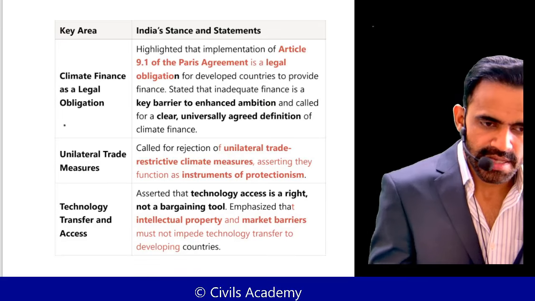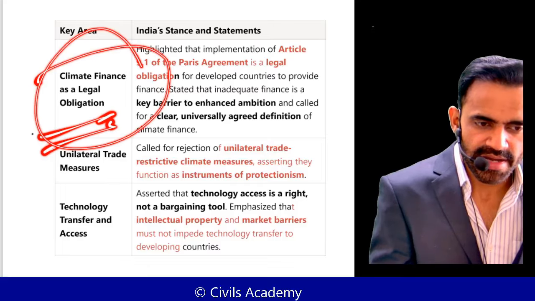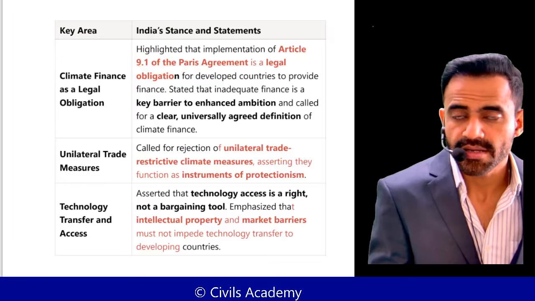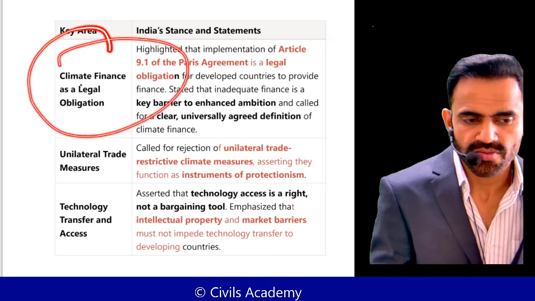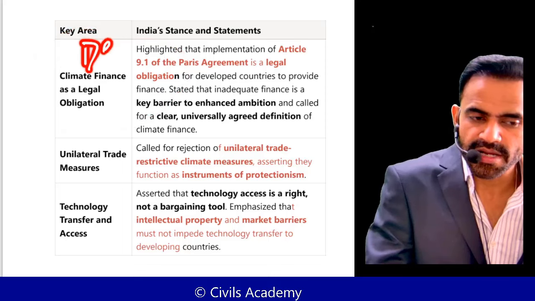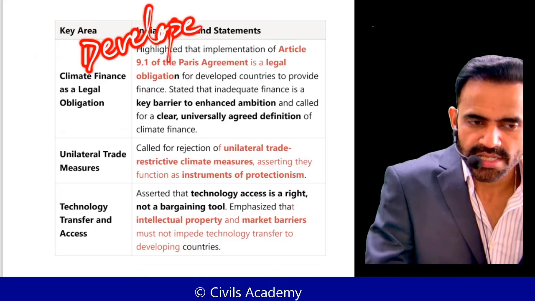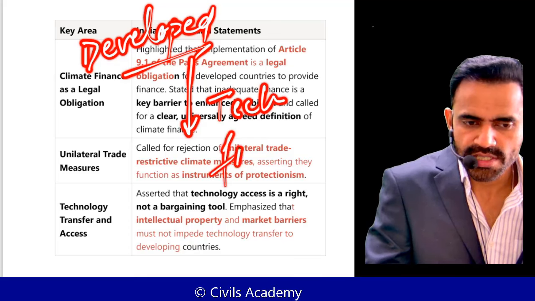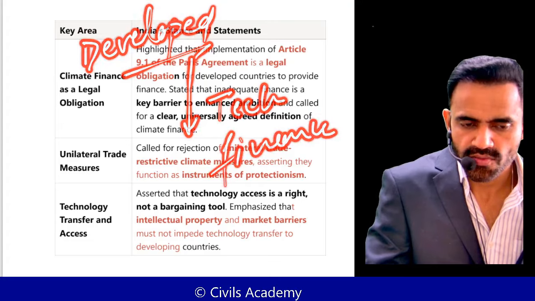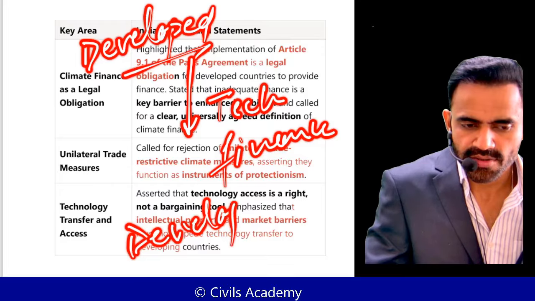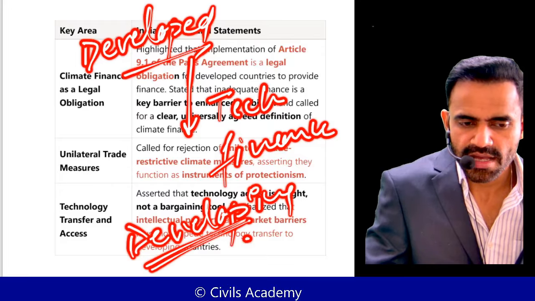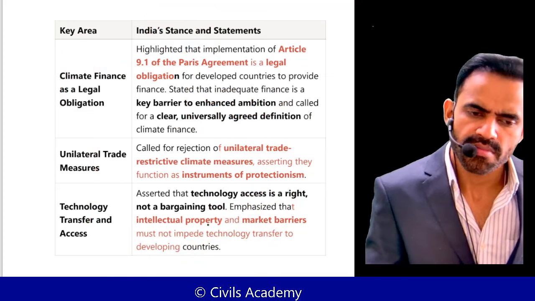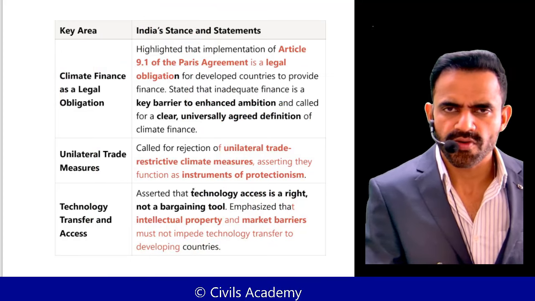Then there is climate finance as a legal obligation. India's stance is that Article 9 of the Paris Agreement explicitly talks about climate finance. That means the developed countries, just understand this point. Developed countries will provide technology and finance to whom? Developing countries. For what? For dealing with climate change. That is it. You just need to understand this thing. That is our stance. Rest everything is around this philosophy only.